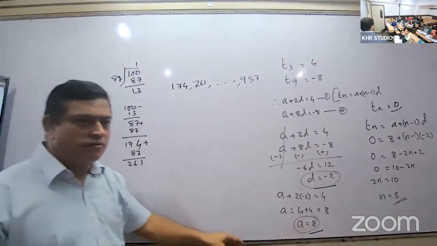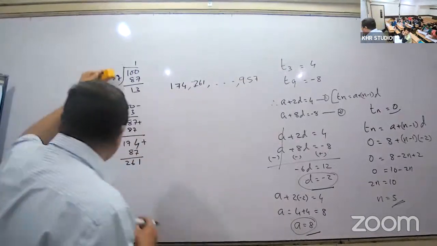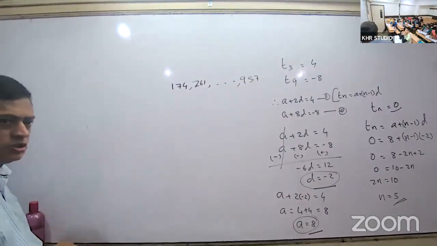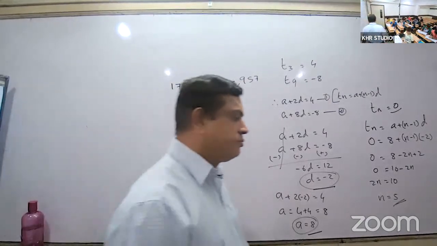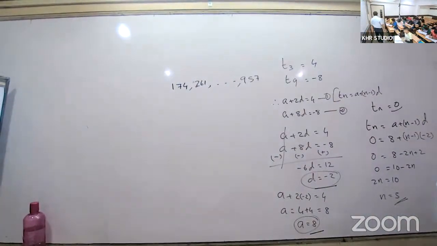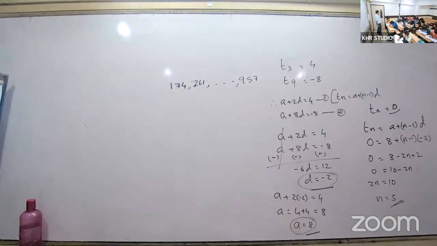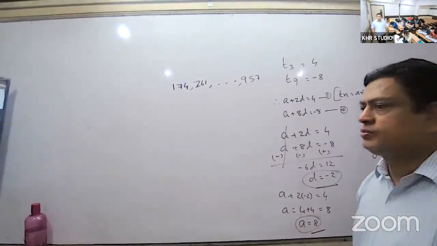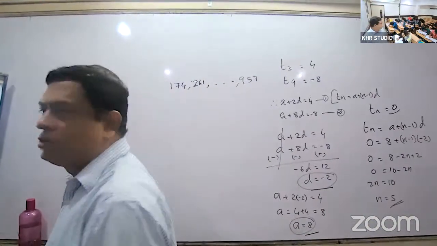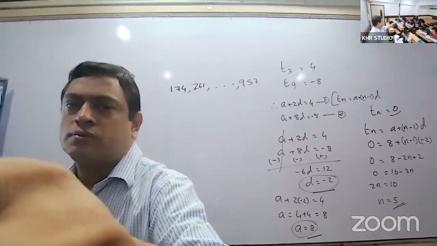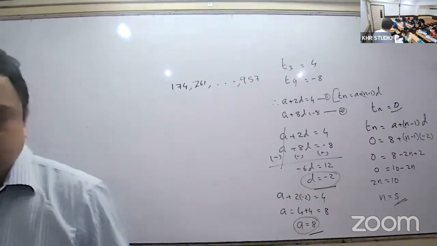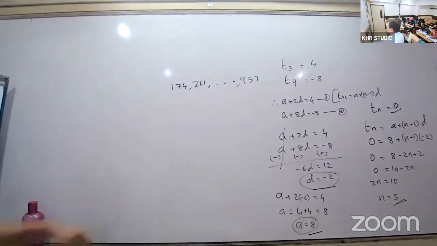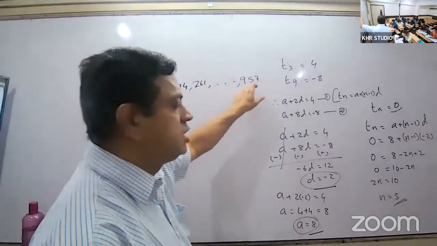Okay, so this much all of you followed. Yes, sir. This one is rough work. So write the list. List of 3-digit numbers divisible by 87 are 174, 261, etc., 957.